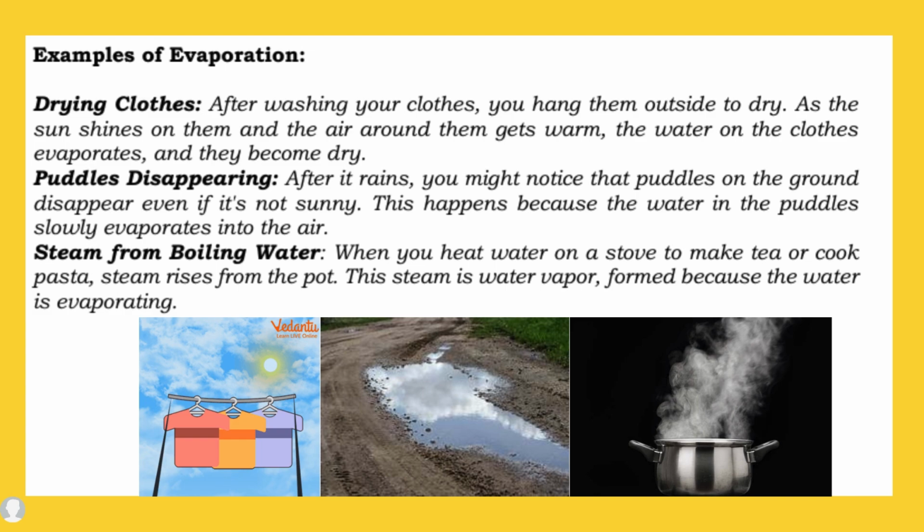The second one is the puddles disappearing. So after it rains, you might notice that puddles on the ground disappear even if it's not sunny. This happens because the water in the puddles slowly evaporates into the air. And the last one is the steam from boiling water. So when you heat water on a stove to make a tea or cook pasta, steam rises from the pot. This steam is water vapor, formed because the water is evaporating.